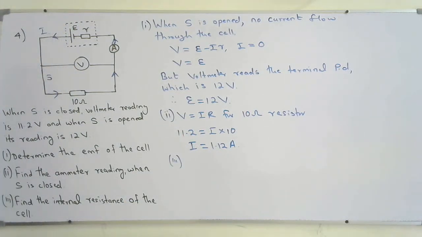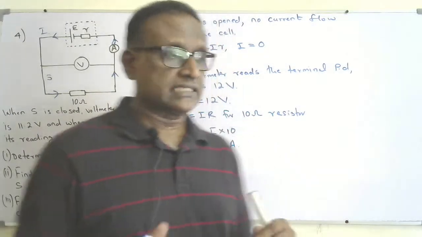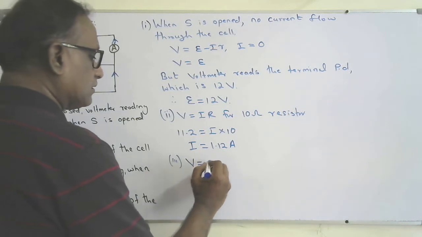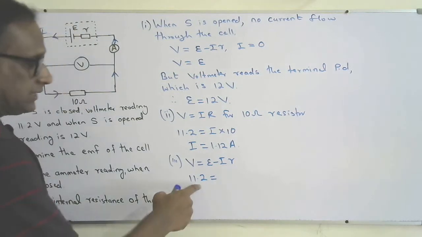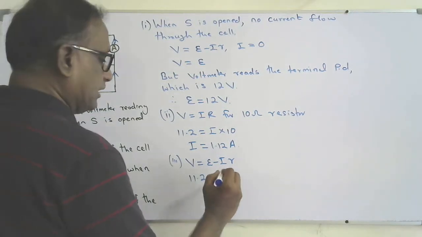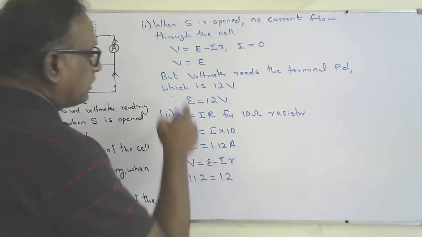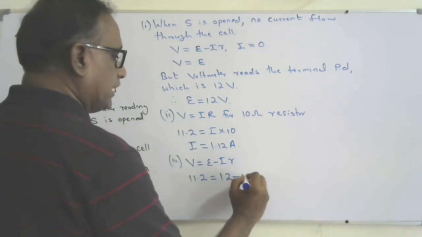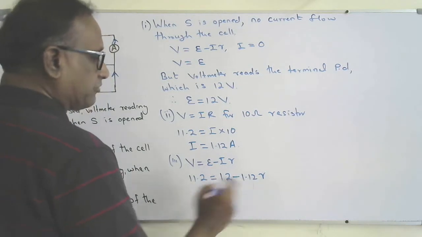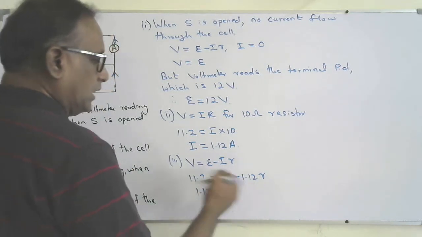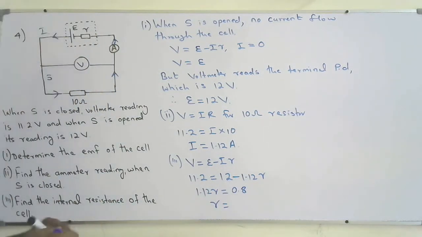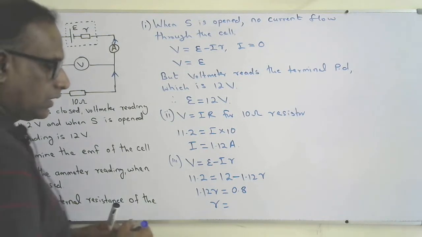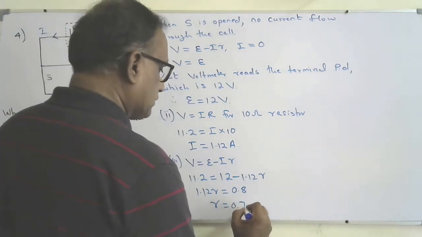Third part, find the internal resistance of the cell. Now I can use V equals E minus IR, the standard equation for the cell. I know the terminal potential difference when there is current flow, that is 11.2. EMF is 12, we found it already in the first part. Minus I, which is 1.12, times R. I need to find R. So 1.12 R equals 12 minus 11.2, that is 0.8. Find R. That is 0.71 ohms.